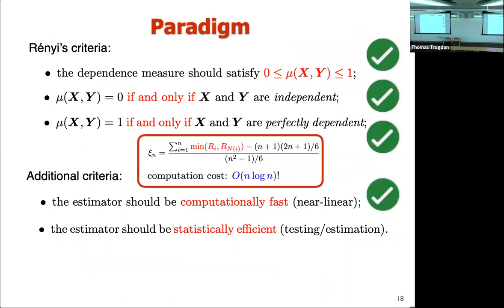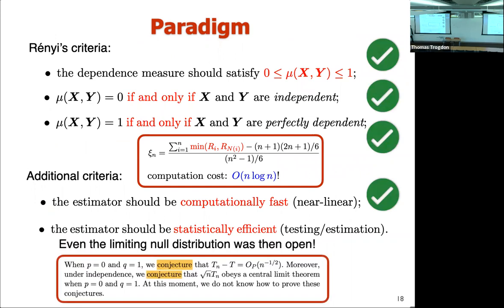And then this one satisfies the first four criteria. So these are really good. How about the last one? Actually, they don't know the limiting null distribution, even if x and y are independent. That means we cannot even use it for testing independence unless permutation is used. And they give two conjectures. One is about the rate of convergence in the general probability measure of x and y. The second is, under independence, the central limit theorem of their correlation coefficient.